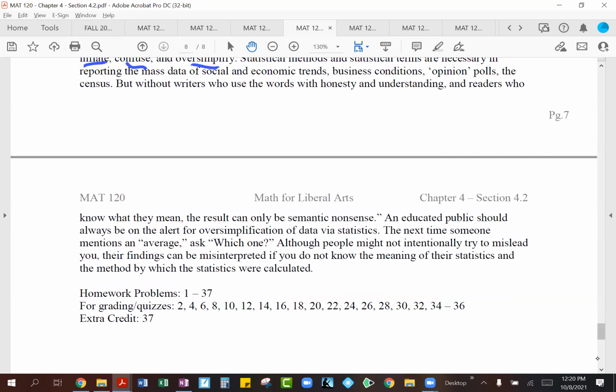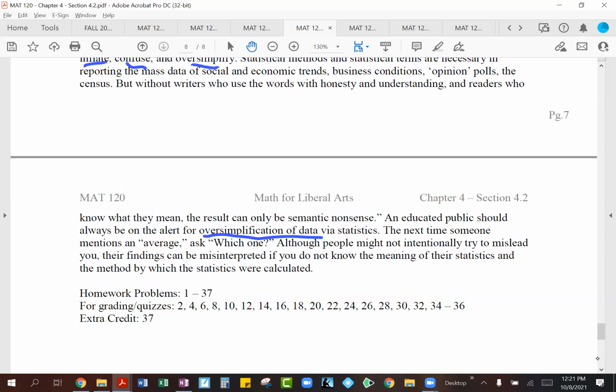And so they're saying that for readers who know what they mean, the result can only be semantic nonsense. But if somebody does not know what they're looking for, then they can fall prey to these kinds of sensationalized reports. So they're saying an educated public should always be alert to the oversimplification of data via statistics.